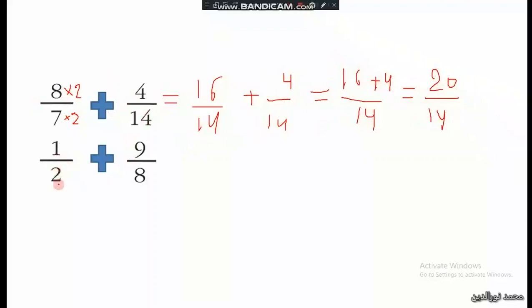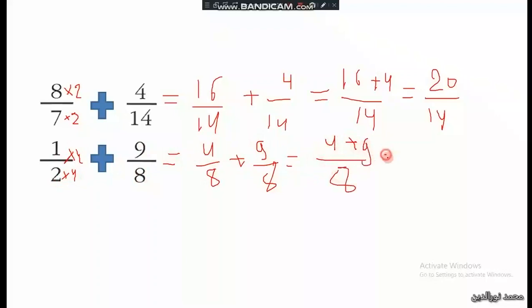So in this case كمان عندي 1 over 2 وعندي 9 over 8. ملاحظ إن عندي different fractions different denominators, so we multiply by 4. So we have 4 over 8 plus 9 over 8, and here we have the same denominator we keep it, and we add 4 plus 9, and here 4 plus 9 is 13 over 8.